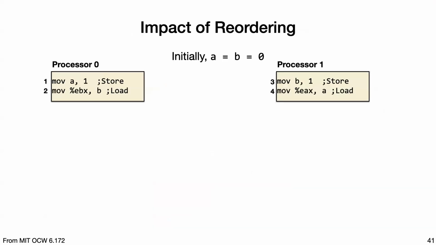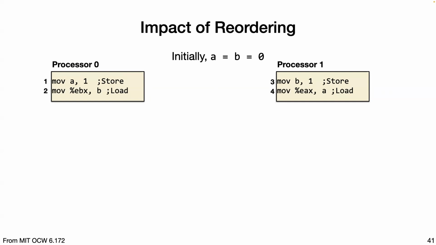Okay, so what does that mean for what we were just doing? So we have this example again. Put 1 into A, put B into EBX, put 1 into B, and put A into EAX. And so now, can we end up with 0, 0 in EAX and EBX? How can we get that? Because if those load instructions get executed first, then the stores.